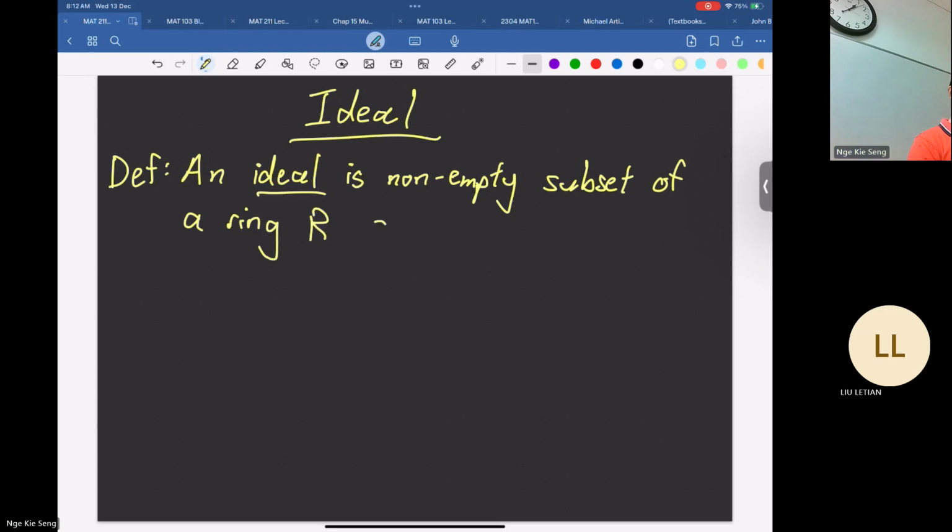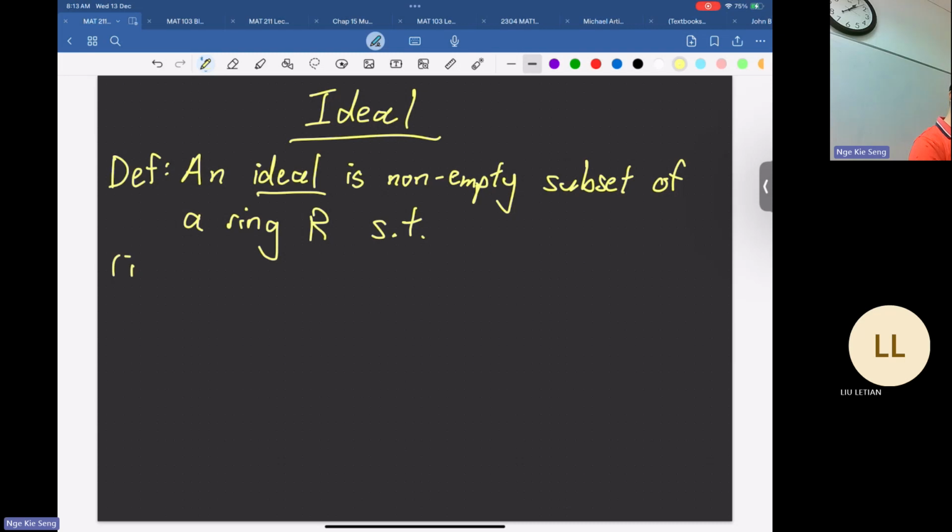Such that it is closed under addition. Second, you need to close under multiplication, right? Not just multiplication within the ideal. It closes under multiplication with the elements that are outside the ideal, inside the whole ring. Okay, so let me write it out.